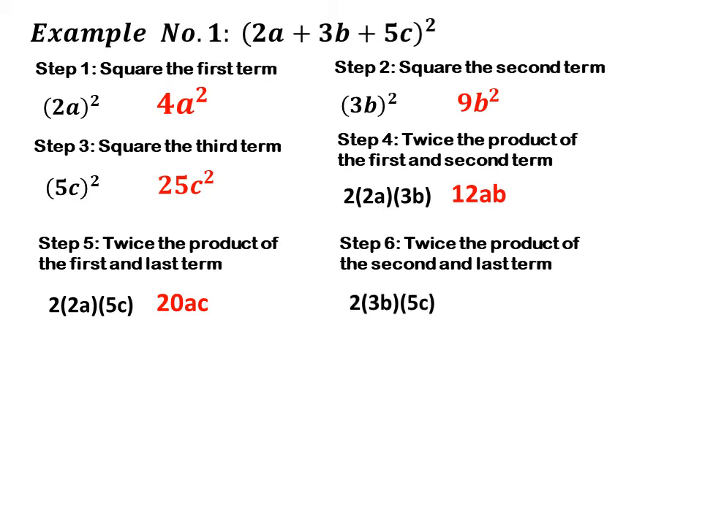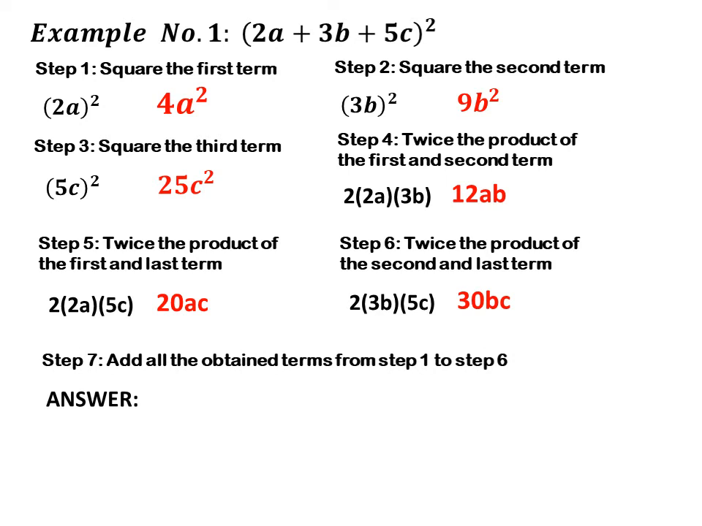3b is the second term of our trinomial and 5c is the last term. If we're going to multiply them and take twice their product, what is the value of 2 times 3b times 5c? 2 times 3b times 5c equals 30bc. I repeat, the answer is 30bc.